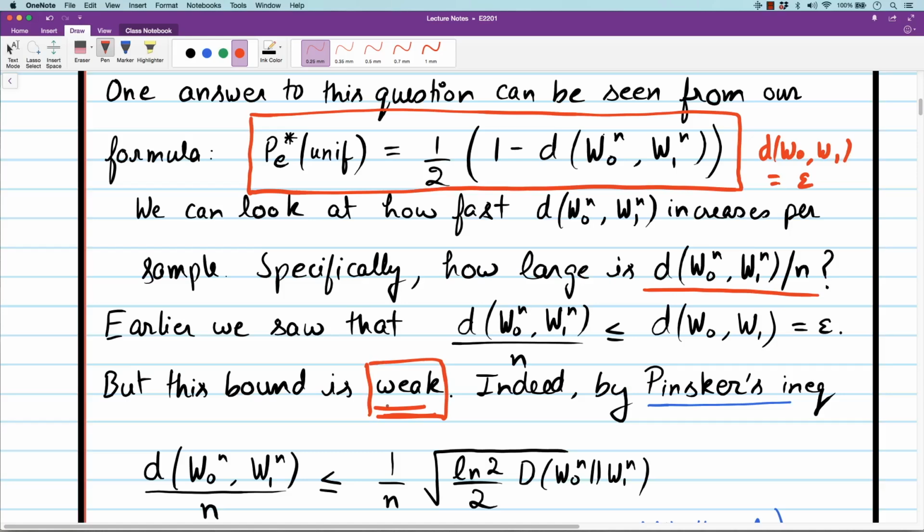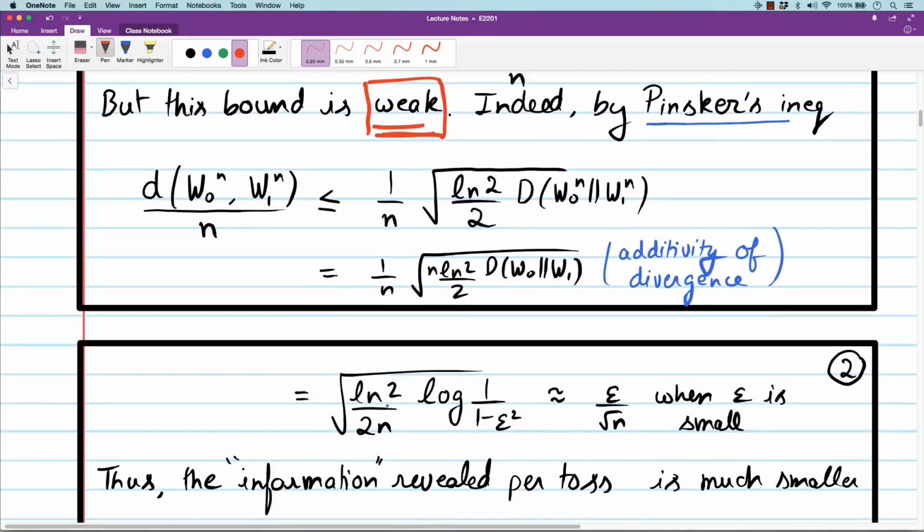And indeed, by Pinsker's inequality, which we saw towards the end of the previous week, the total variation distance is bounded by some constant times the square root of the KL divergence. So this guy is less than or equal to 1 by n, we just retain that. Pinsker's inequality, just a quick reminder, says that d(p,q) is less than or equal to the square root of ln2 by 2 times the Kullback-Leibler divergence between p and q. All right, so we can substitute this bound here.